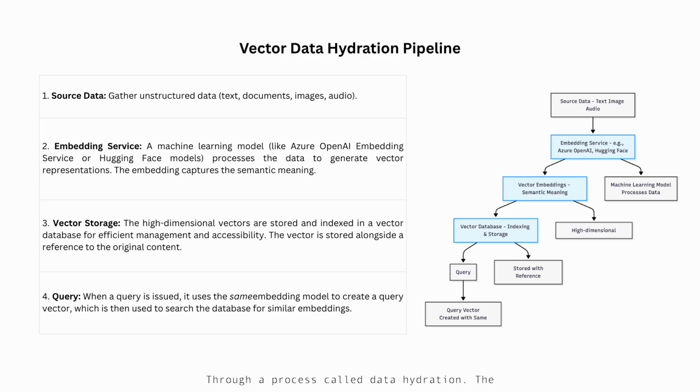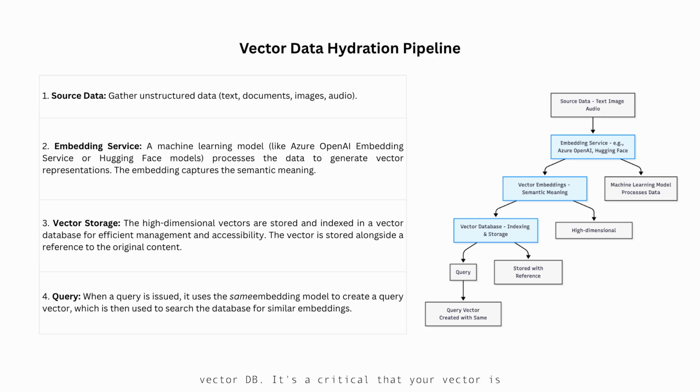Through a process called data hydration. The process starts with your source data, whether it's text, documents, images, or proprietary knowledge. This data is passed through an embedding service, which is essentially a specialized machine learning model. The output is a vector embedding, the list of numbers containing semantic meaning. These vectors are then inserted into your vector DB.